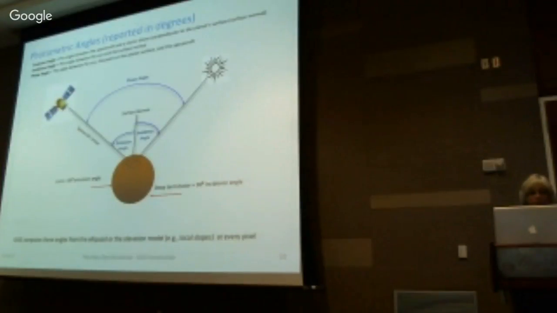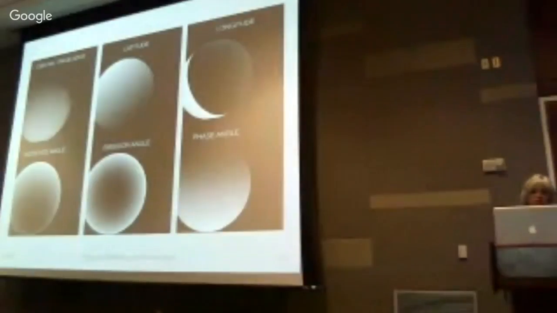Here is a cartoon of the photometric angles that ISIS computes, again at every pixel: your emission angle, incidence angle, and phase angle from the surface normal. This actual cartoon shows an ellipsoid. You'll notice there's no relief on that little target body. We'll talk about that in a minute.